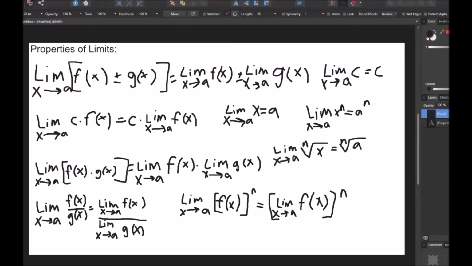Okay, everybody, welcome back to Calculus. Today we're going to be doing chapter 1.6, which is calculating limits using the limit laws. But first you need to know your limit laws, so we're going to go over that really quickly.